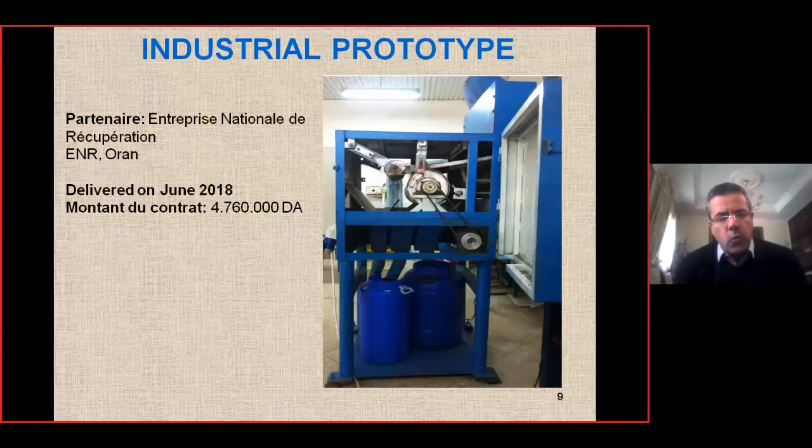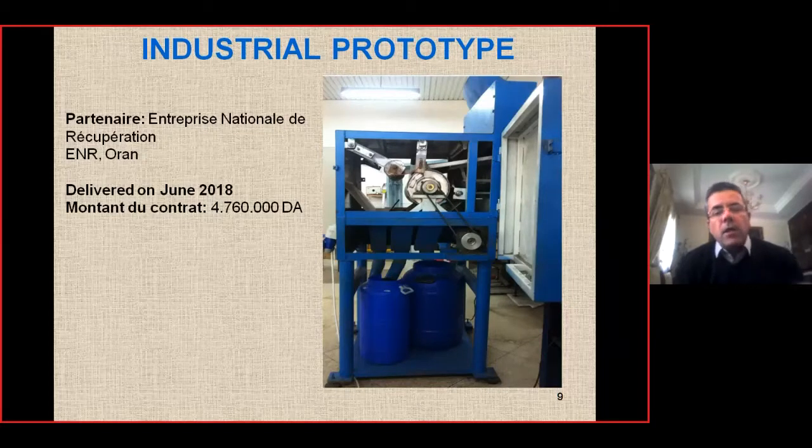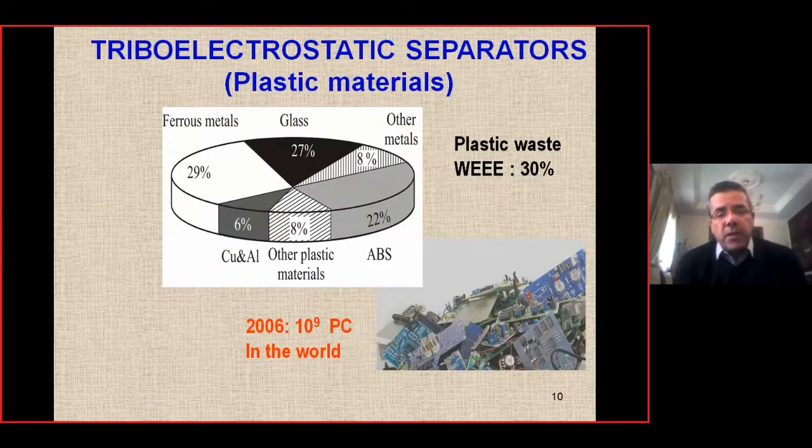This machine was sold to the firm for an amount in Algerian dinar equivalent to, let's say, 20,000 euros. The other type of separators that can be used in Algeria or in African countries is for the recovery of plastic wastes. Here, just a little number: in 2006, there were 10 million tons of plastic in the world recycled. So the amount of plastic to be recycled is huge.